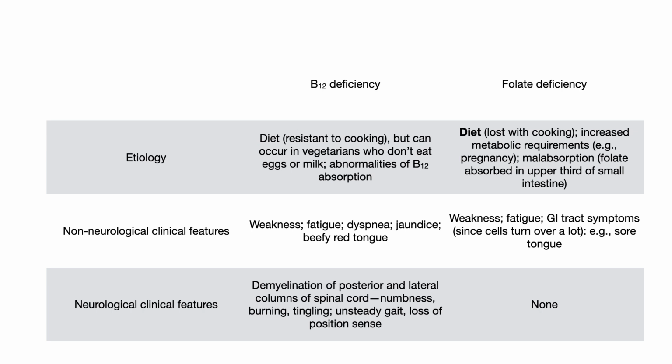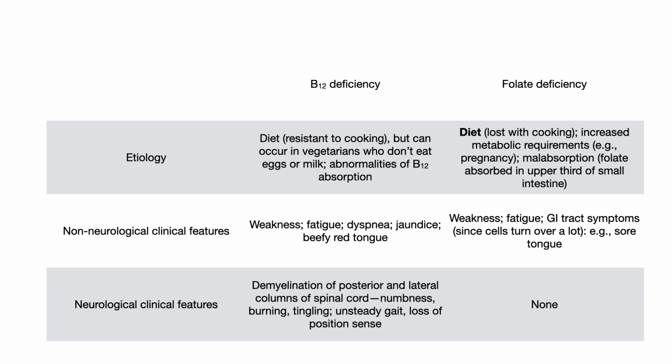Folate deficiency, it says, is much easier because in the diet it's lost with cooking, and so a lot of people aren't getting as much folate as they need. And then it says anybody with increased metabolic requirements. Same thing with iron. Pregnancy has increased metabolic requirements. And I think a lot of people know the complications of folate deficiency in women. You can also potentially have malabsorption.